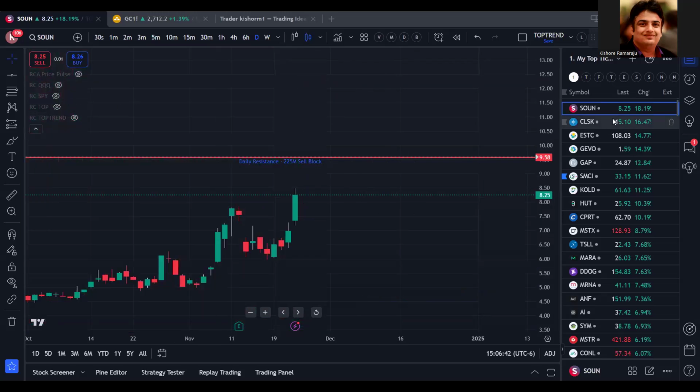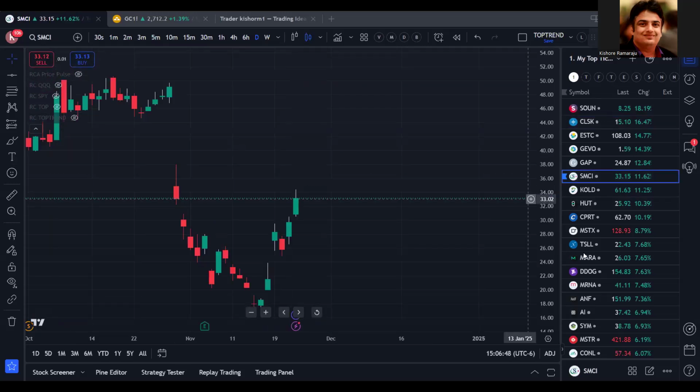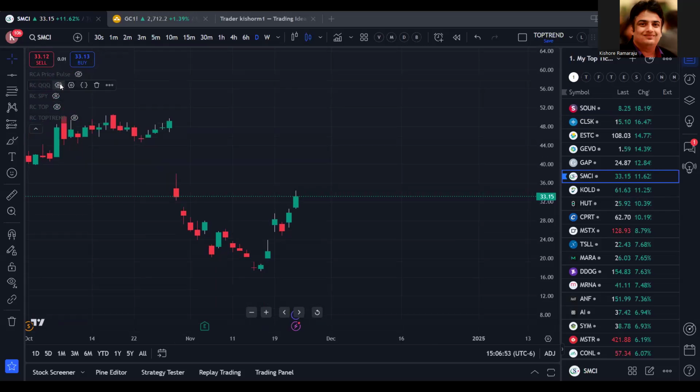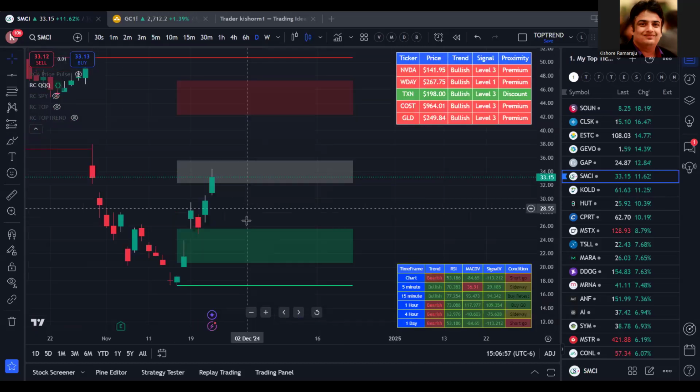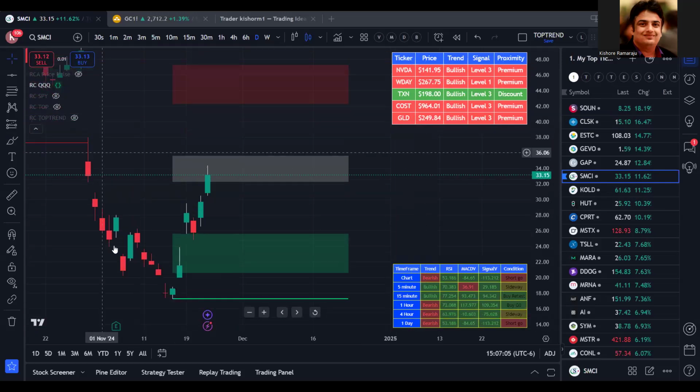Like that, you can analyze whichever stocks you want to trade. Let us say you want to trade SMCI. Right? As of now, it is looking bullish, right? It is in a bullish trend. Let us see in 1 hour.